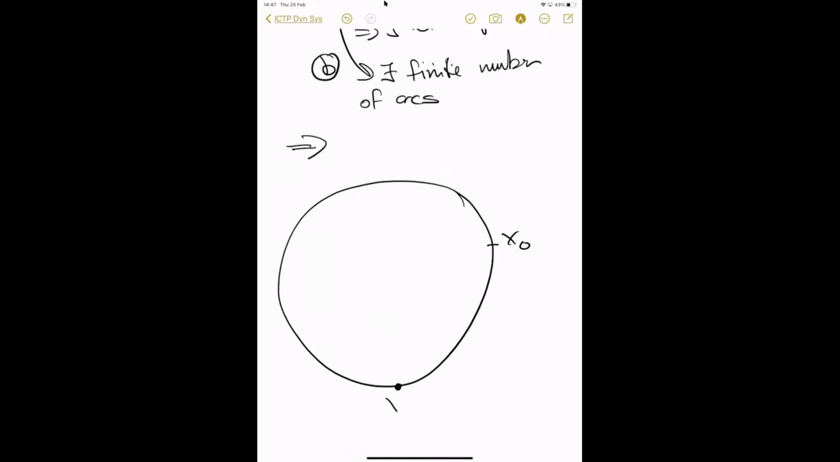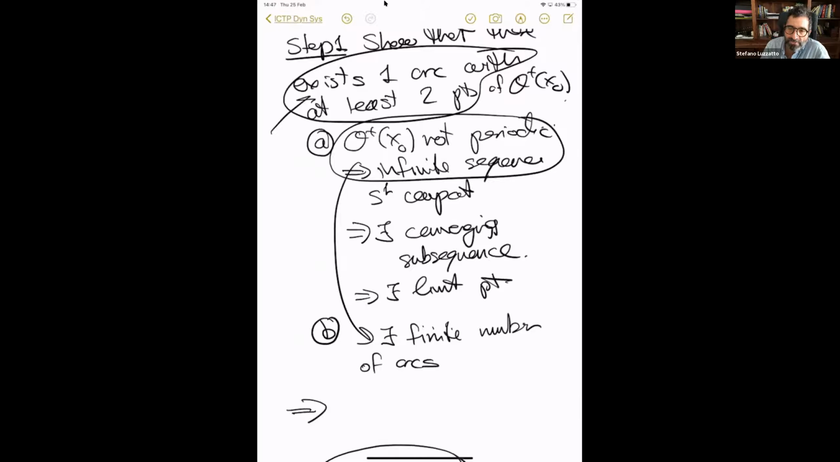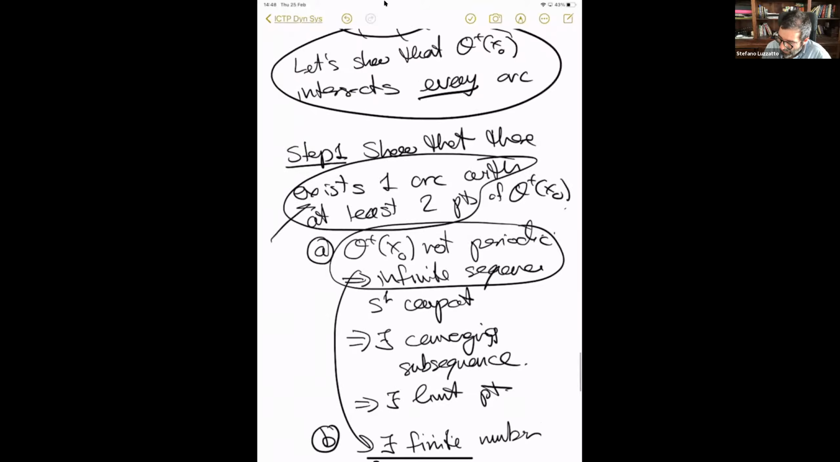I'm sorry, Professor. Can I explain again the pigeonhole principle? The pigeonhole principle says that if you have n boxes and n plus 1 objects, and you want to distribute the n plus 1 objects in n boxes, you must put 2 in the same box. But isn't that for the discrete case? This is a discrete situation, right? So this is infinite.